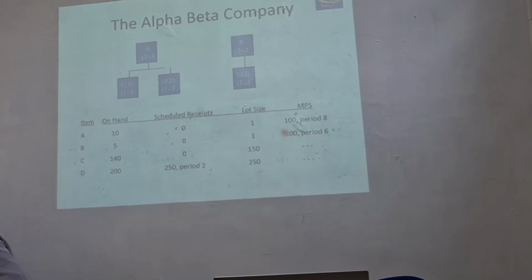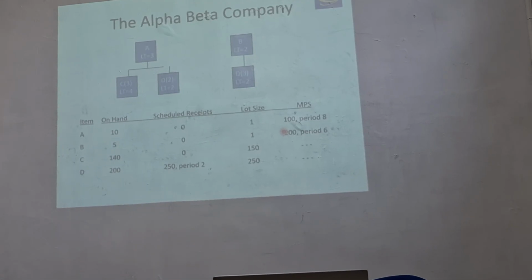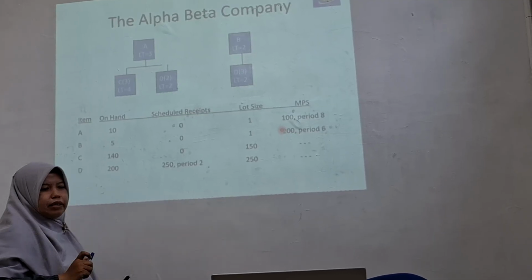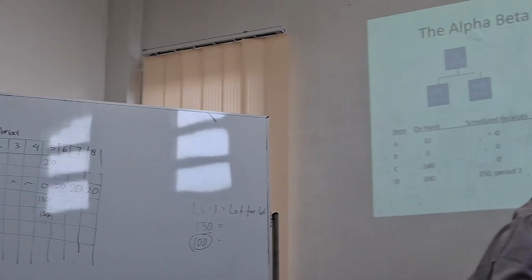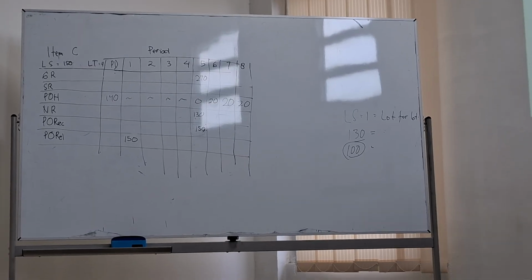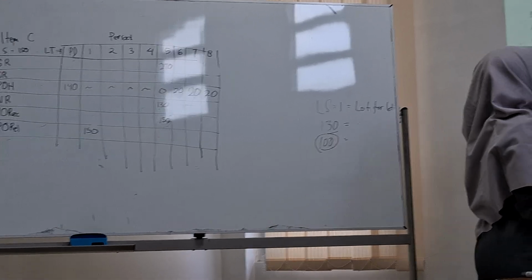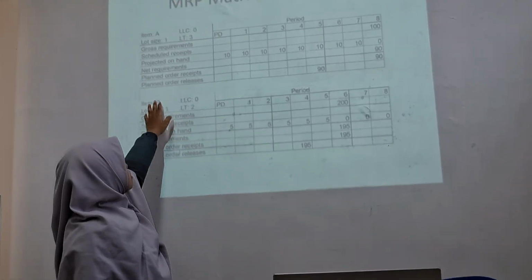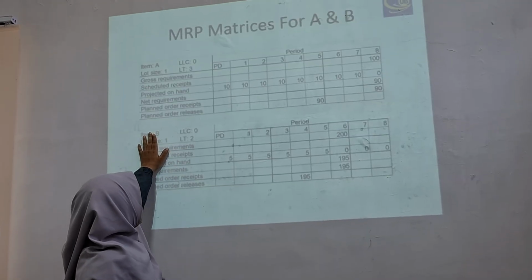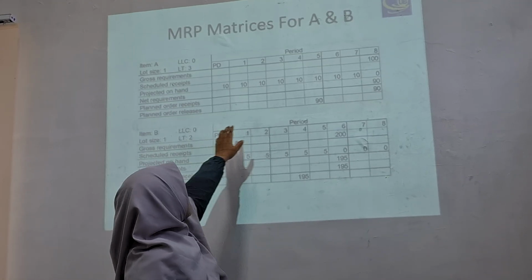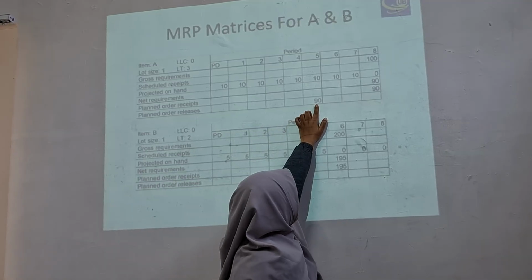Sorry, the PO here is different. At the beginning, it is a component from item A. Item A, the MRP, this one. And there is a POH of 10, so the net requirement is 90 units.